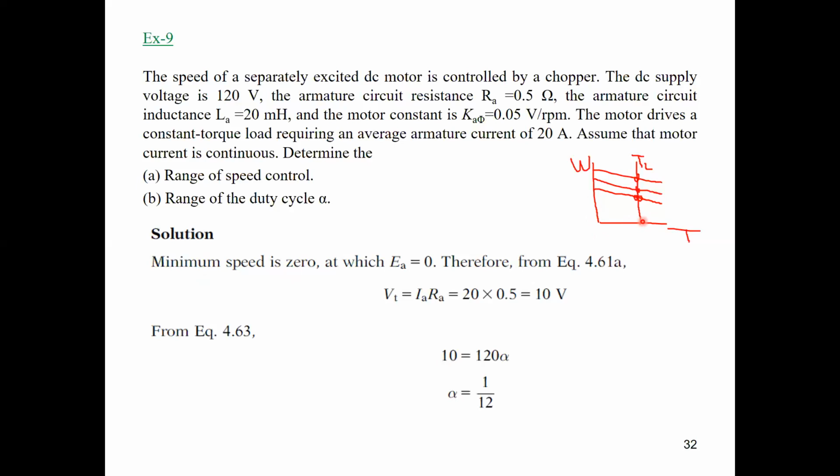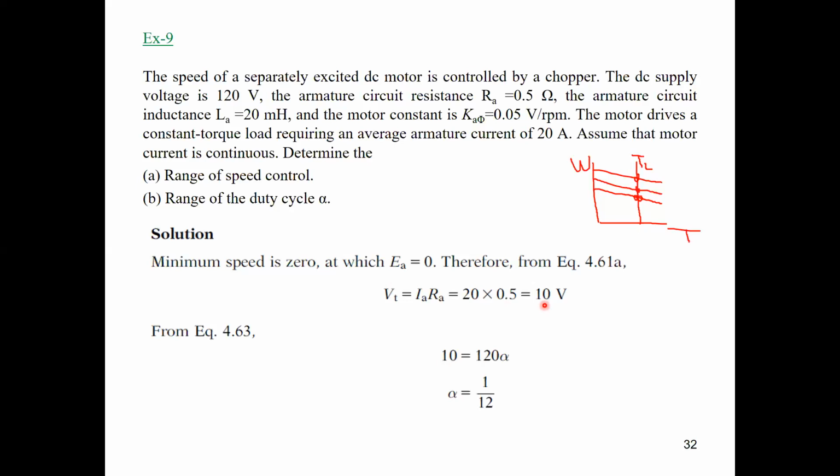Therefore, from the DC machine equation, V terminal equals EA plus IA RA. So at 0 speed, E equals 0, and at that instant, V terminal will equal IA RA. And we have IA equal 20 amps. It's fixed because we have constant load torque. So IA RA equals 10 volts. This means we need the output of the DC chopper to be 10 volt.